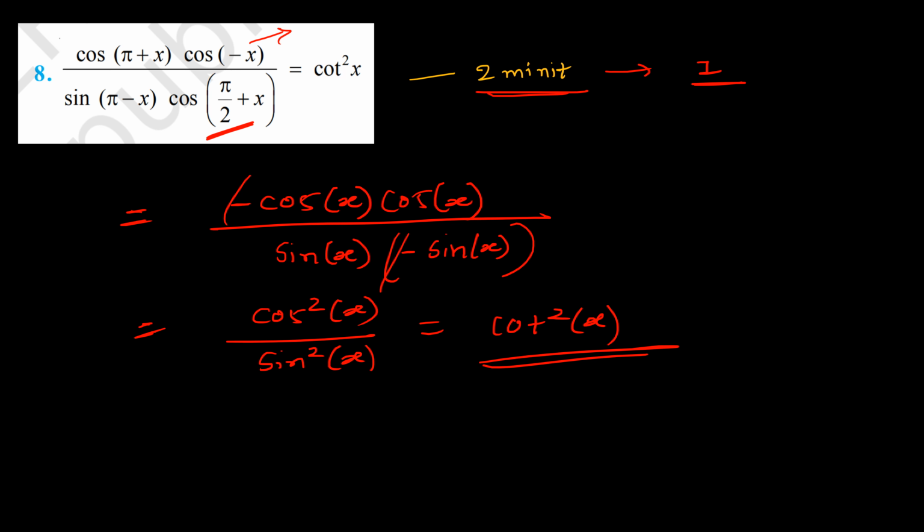If it is pi by 2, we change cos to sin. If we have pi, we keep it as it is, and we just need to focus on the sign of sin, which is based on the first quadrant, second quadrant, third quadrant and fourth quadrant. Likewise we can apply it. Okay, let's move on to the next one.